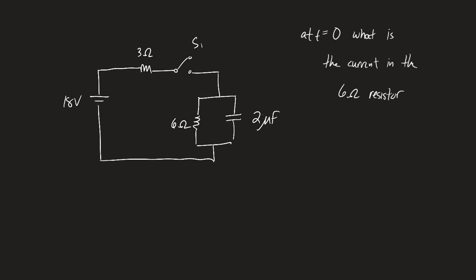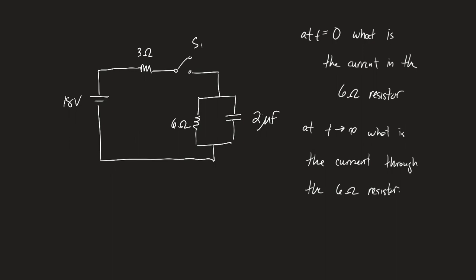Now, that being said, you understand exactly what the next question is going to be, right? What is the steady state condition? So at t goes to infinity, what is the current through the 6 ohm resistor? I think that one's a little easier, isn't it? Now that we're understanding what we have to do here.